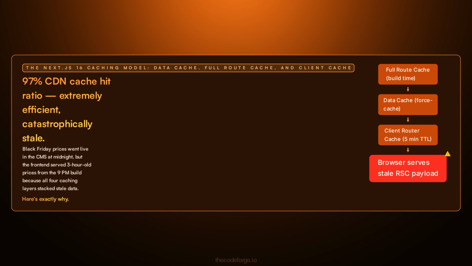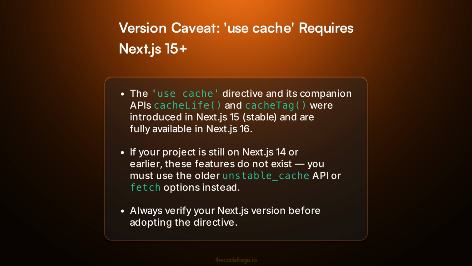The use cache directive and its companion APIs CacheLife and CacheTag were introduced in Next.js 15 stable and are fully available in Next.js 16. If your project is still on Next.js 14 or earlier, these features do not exist. You must use the older unstable cache API or fetch options instead. Always verify your Next.js version before adopting the directive.